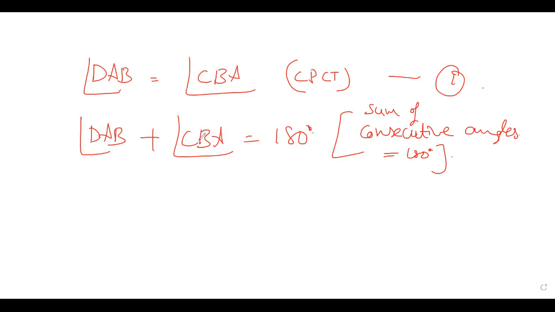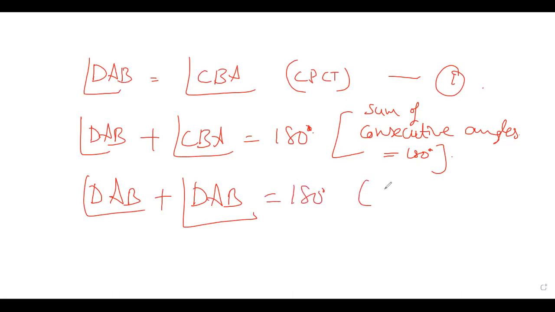So can we write DAB in place of CBA? See, these two are equal. So I will write DAB plus, in place of CBA, I will write DAB. Right? Both add up to 180 degrees. In place of CBA, I am putting DAB. Understood? So write "from equation 1". Why have you written DAB in place of CBA? Because from equation 1 you should show it. You should give a reason, children.